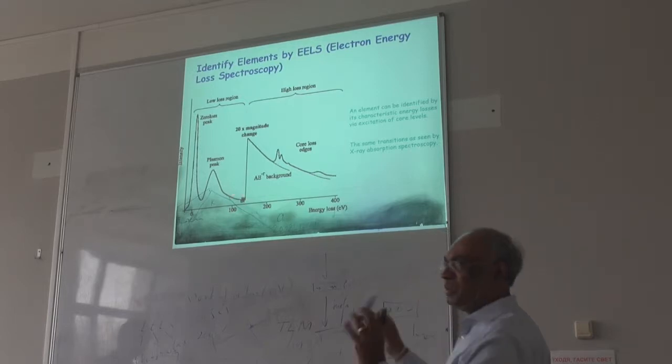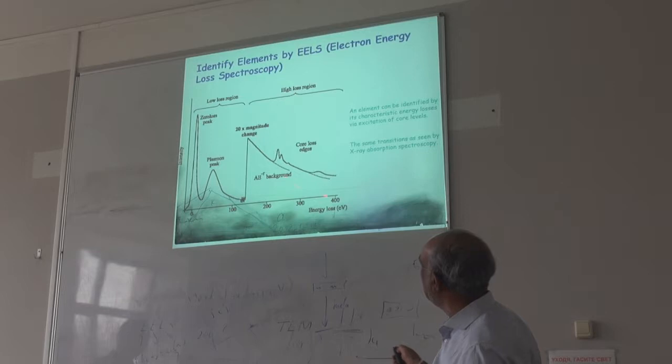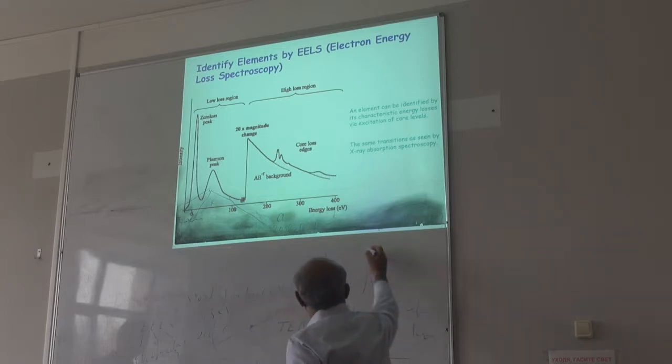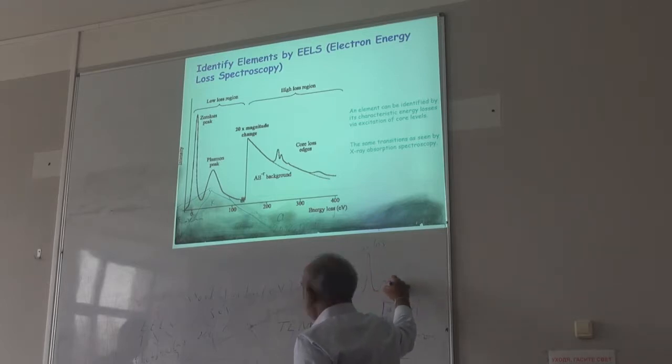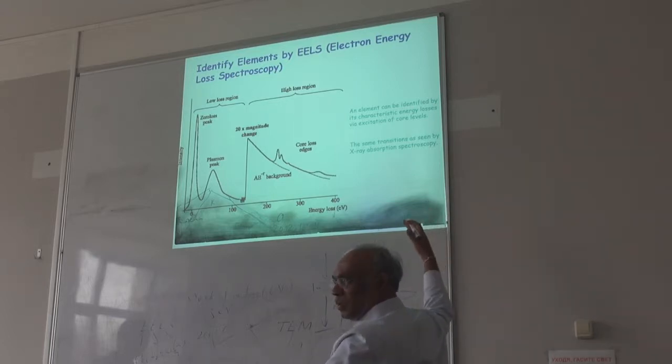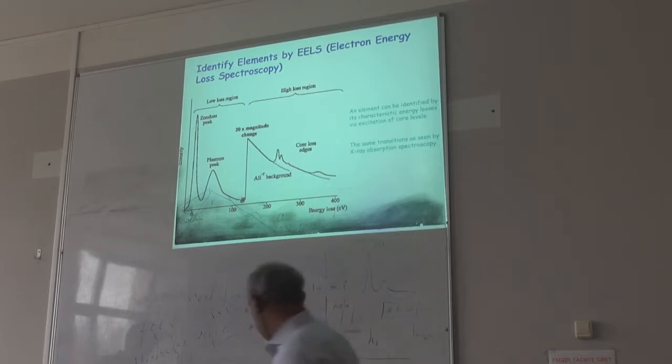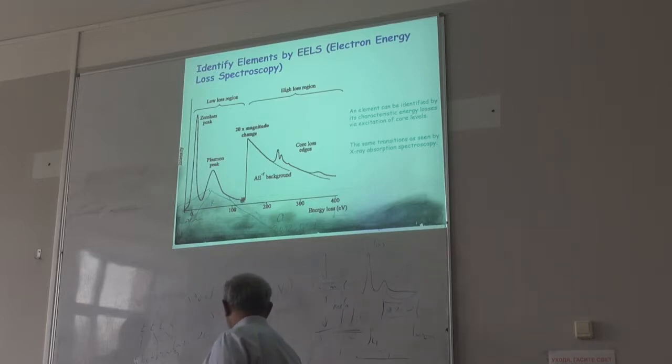But these features, if you enlarge them, you see a lot of information. So this is usually a spectrum that looks like this, coming like this. This is the zero loss. Then you have the plasmons. Then it comes like this. But this part, if you blow it up, will show a lot of features.